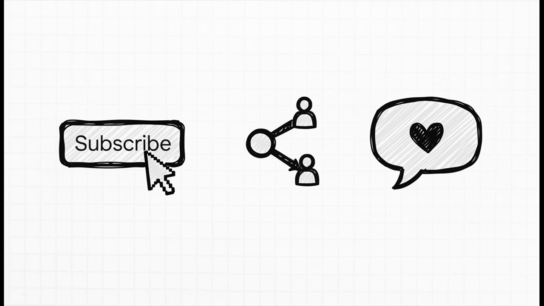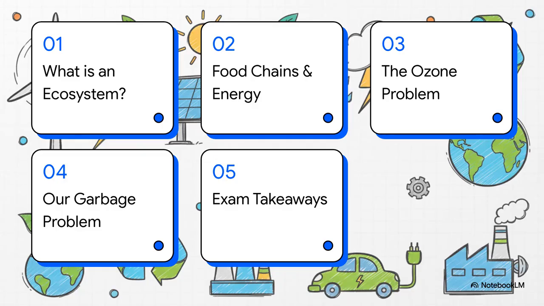Okay, let's do this. So, here's our game plan for today. First, we'll cover the basics. What is an ecosystem? Then we'll solve the mystery of food chains and see where the energy goes. After that, we'll tackle two big real-world problems, our ozone layer and all that garbage we create. And finally, the most important part, your golden ticket to full marks, the top exam takeaways. Let's go step by step. It's going to be super easy.